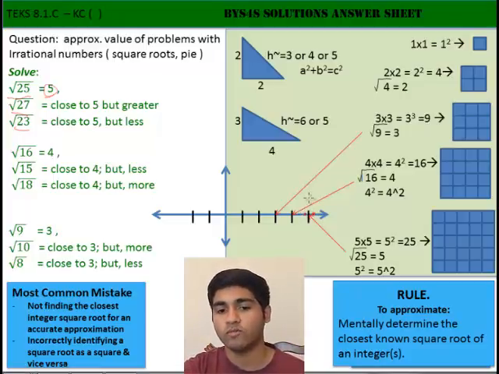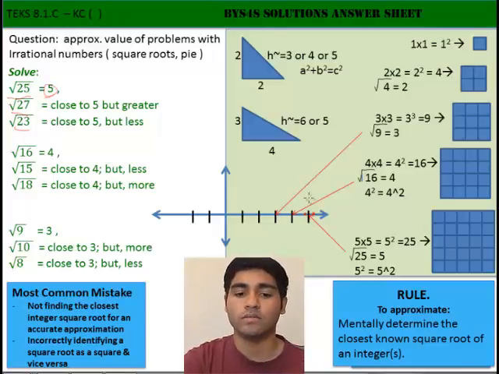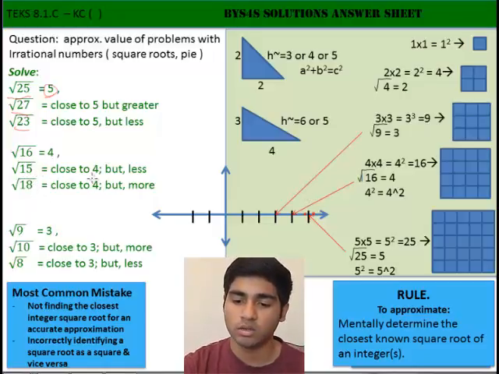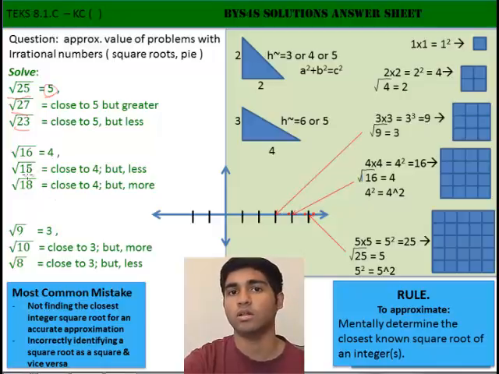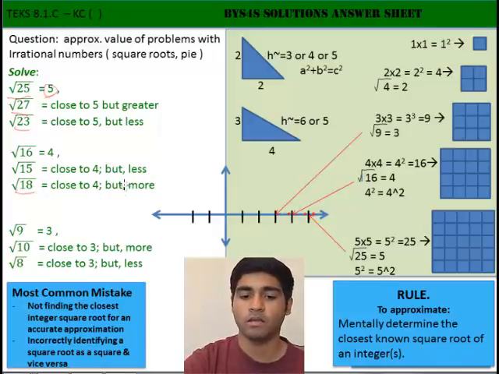So when we move down to the square root of 16, we know it's a perfect square again, and we know it's 4. So when we go to 15, we know it's close to 4, but a little less, and on the number line it was right here. And when we go to the square root of 18, we know it's close to 4, but a little bit more, and we know it's above 4, which is right there.